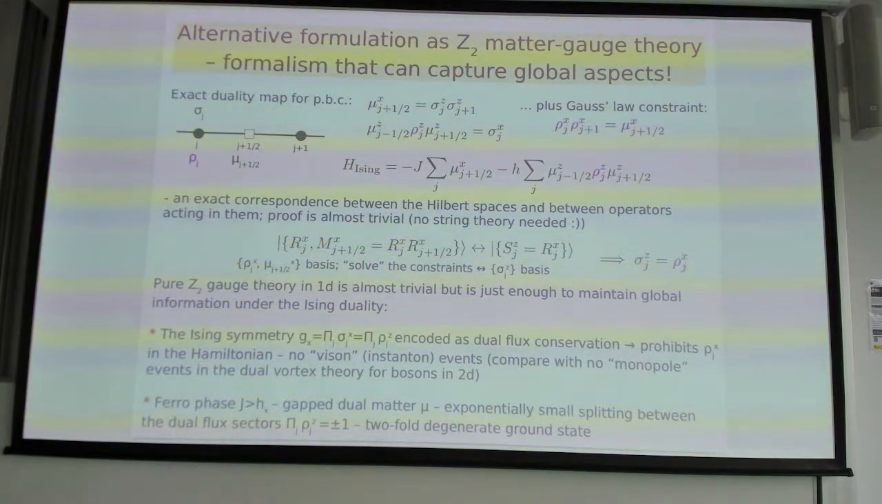Okay? And because it is exact, it should capture all global aspects, like the ferromagnetic phase when J dominates over H. There is a twofold ground state degeneracy, and this is captured here and not in the naive way. When H dominates, it is a paramagnet. You would say there is only one ground state, but actually there is still a gauge field left. When the matter is gapped, there is no distinction between the two flux sectors, or it is exponentially small in system size. So that is how it is captured. Okay.